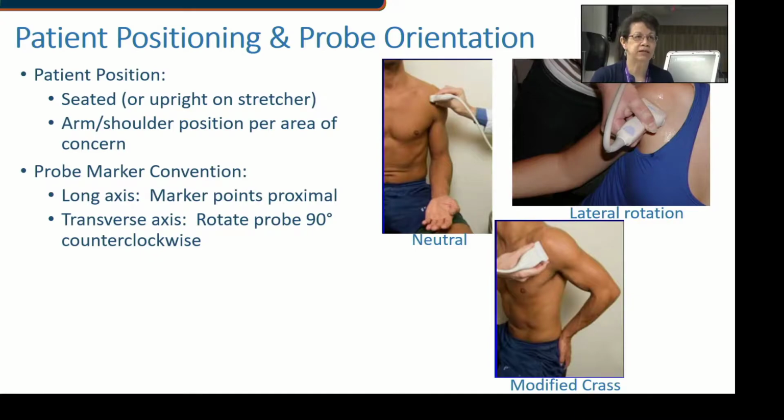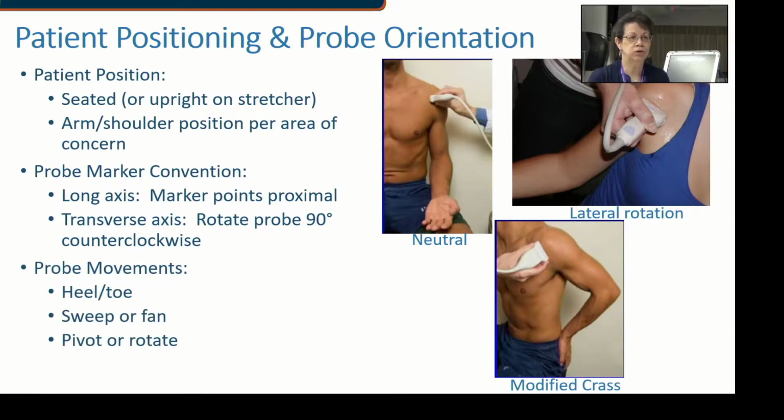Your probe marker by convention is going to point in long axis proximally. And then transverse axis will just be your 90-degree rotation counterclockwise to that position if you need to look at the tendon in both positions. And as usual in MSK, you want to use your heel toe, your sweep fan, and your pivot. So your pivot may be to straighten out and get on that nice long axis of the tendon that you're looking at. Your sweep fan and heel toe in order to align your probe perpendicular so that you avoid anisotropy.